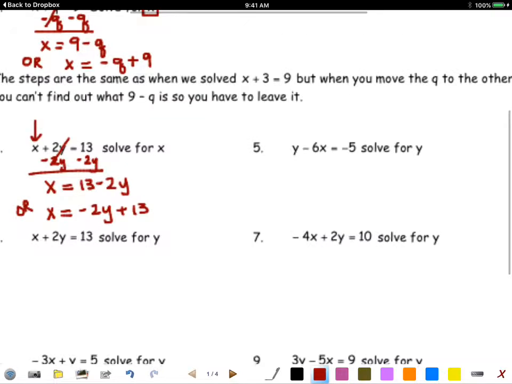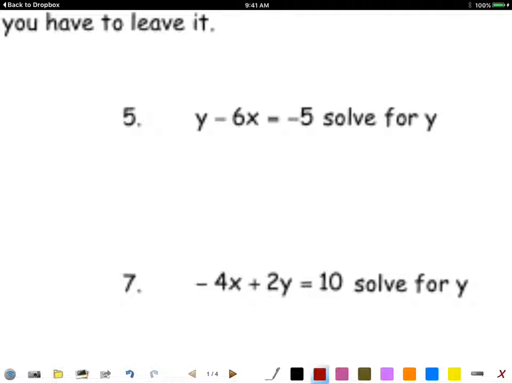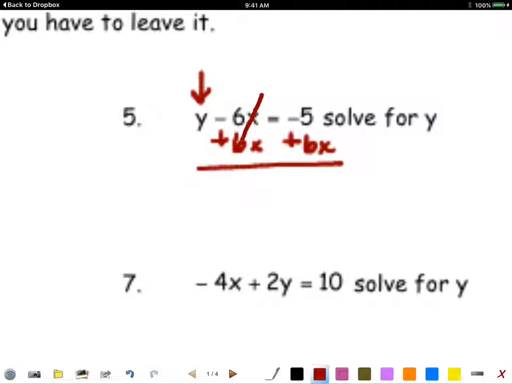Okay. Look at number 5. So this one doesn't say to solve for x. It says solve for y. So put your arrow over the y. Raise your hand if you can tell me what you think we should do here if we are going to solve for y. Abigail? Yes, add 6x. Come over to this side and add 6x. So minus 6x and plus 6x makes 0. That's what we want to happen.